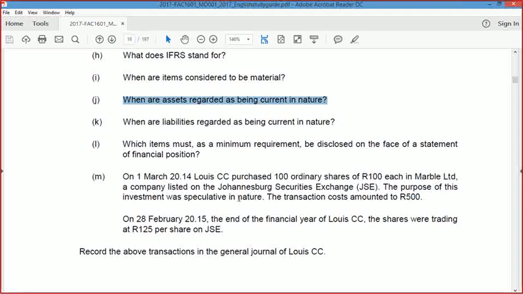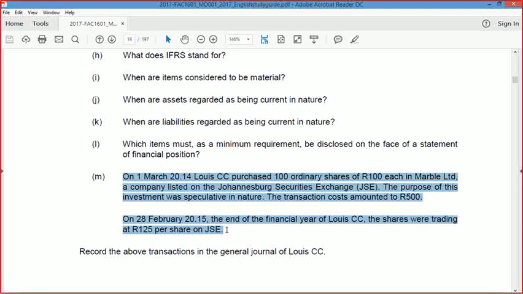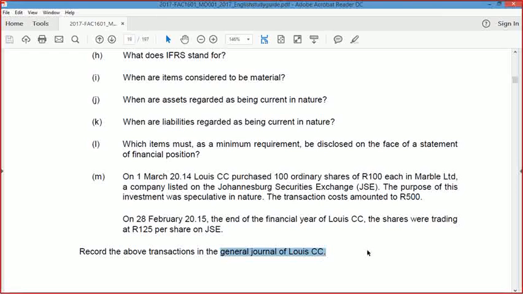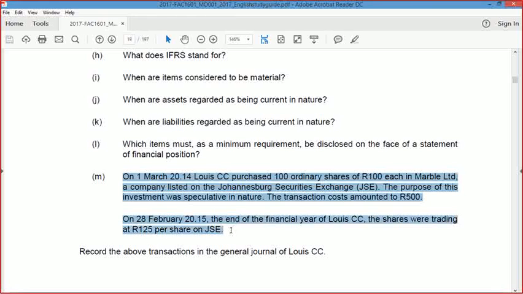All right, the last bit that I want to look at here is some journals. General Journal of Lewis CC. When looking at this transaction, I want you to practice what we've always done. What do we do when we see a transaction? We read it and we do what? Highlight keywords that stand out. Let's first start with that. Please read it and highlight the words that stand out.